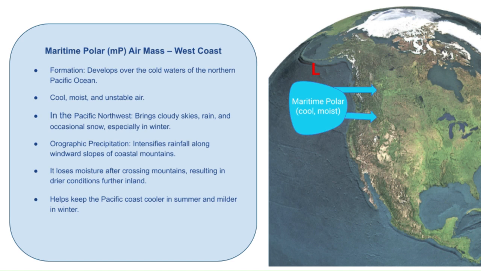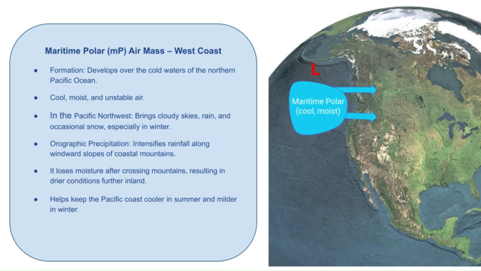As this air mass moves inland, it interacts with the coastal mountain range, causing orographic precipitation, intensifying rainfall along the windward slopes. After crossing the mountains, the maritime polar air mass can lose much of its moisture, resulting in drier conditions further inland. The maritime polar air mass helps moderate temperatures along the Pacific coast, keeping the region cool in summer and milder in winter.